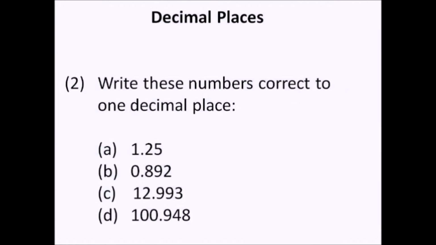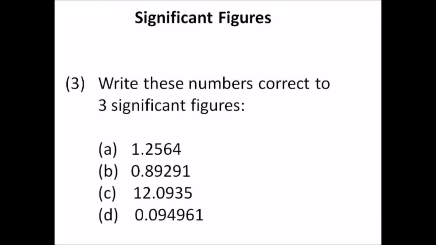Number 2, work quickly. Decimal places. Next topic. Write these numbers correct to one decimal place: 1.25, 0.892, 12.993, and 100.948. Do those quickly. Remember, to one decimal place only.